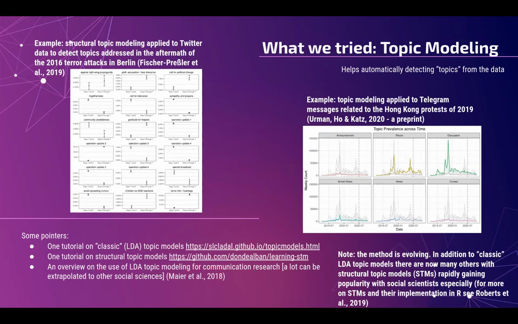For example, on the left here, you can see the results of structural topic modeling applied to Twitter data to detect topics addressed in the aftermath of the 2016 terror attacks in Berlin on Twitter. Here the authors compared what was discussed in days 1 and 2, and then in days 3 through 7. And you can see that, for example, at first there was little political accusation, and then it jumped up. And there were, again, at first few calls for political change, then it jumped up. And instead, the sense of togetherness and calls for tolerance decreased.